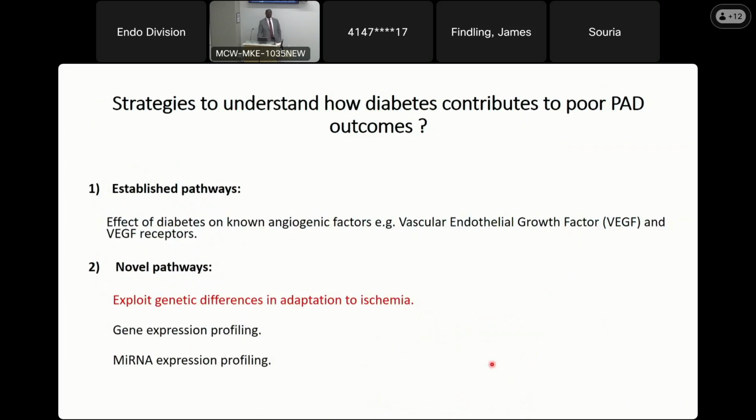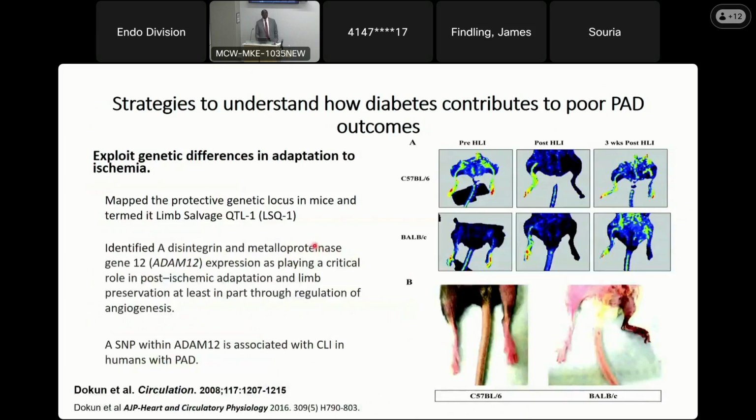Other approaches that we've taken to try to understand this better include looking at novel pathways that have not necessarily been shown to be critical for angiogenesis or post-ischemic adaptation. To do that, we've exploited genetic differences in adaptation to ischemia. So to that effect, this is one of the studies that we've done that's summarized here, where we've exploited genetic differences in adaptation to ischemia.